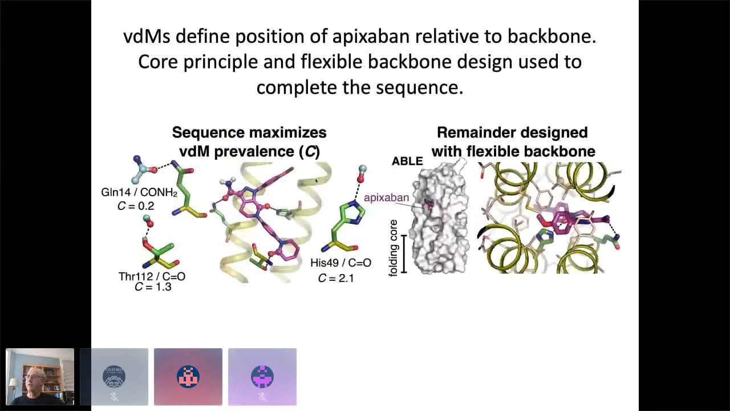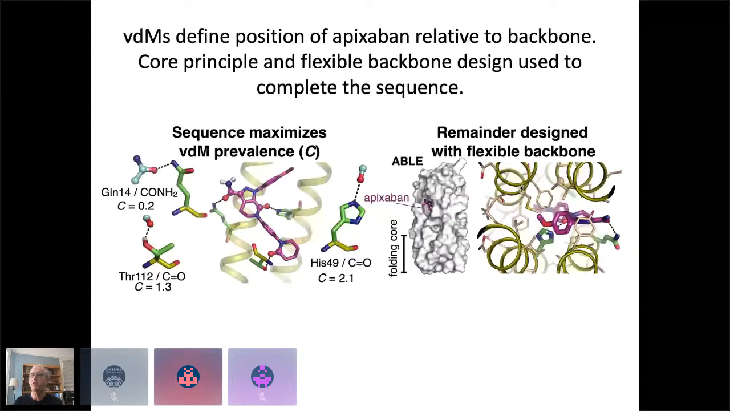We find a number of solutions, but this is one shown here where we've engaged all of our targeted groups. And now we have to ask, can we create the rest of the structure given those restraints? So we'll hold them in position and then use the core principle and flexible backbone design to complete the design.